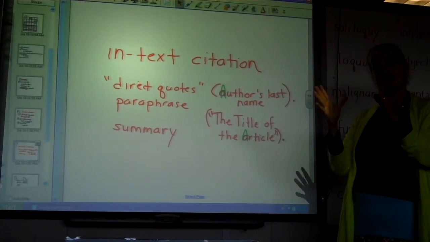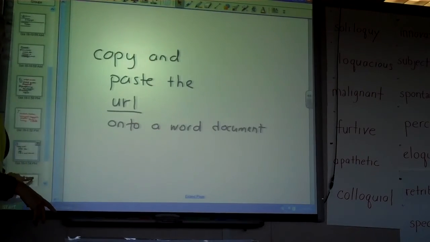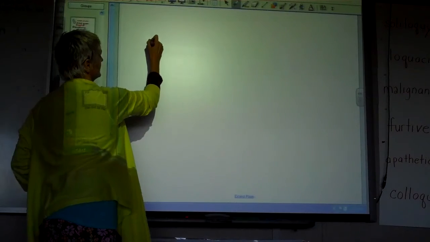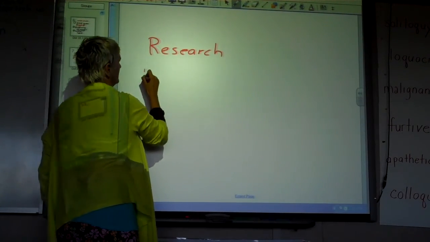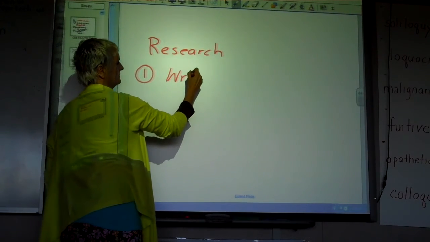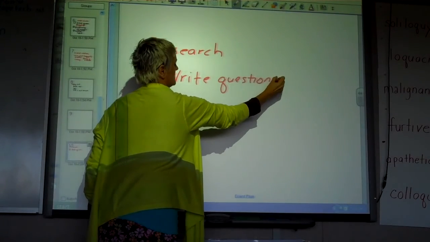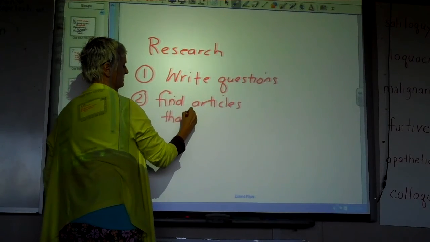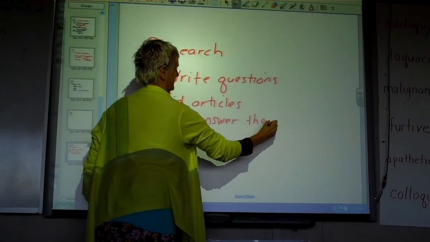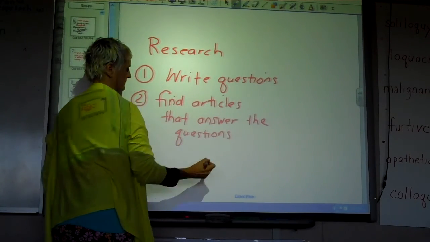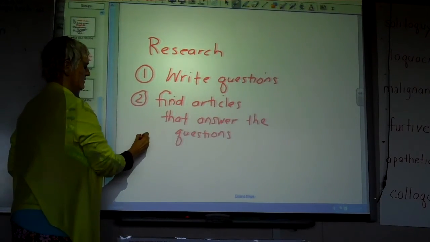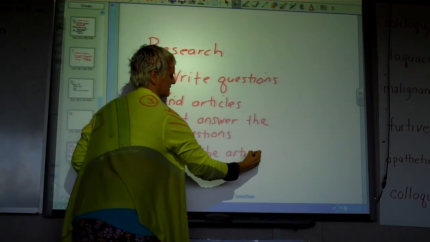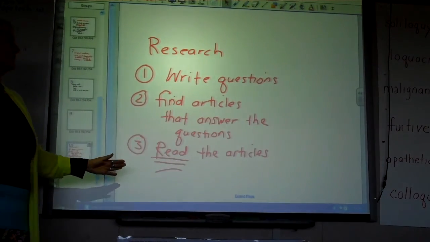So you read, first you research, you find information. Let's just review this. The steps are, for research, write down questions. Find articles that answer the questions. Questions, find articles that answer the questions, and then what do you do with the articles? You read the articles. These are the first 3 steps of research.